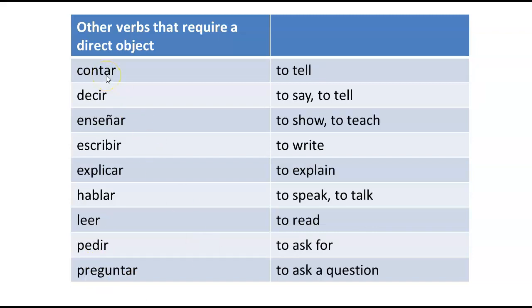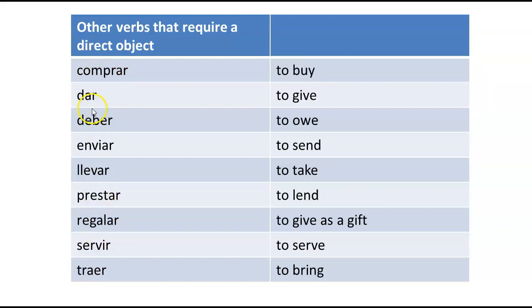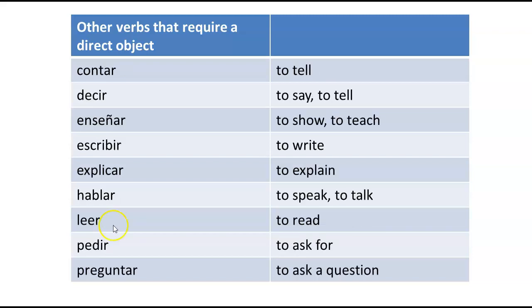Contar, these verbs here have to do more with communication. The previous verbs have to do with some type of an exchange. You're exchanging money or something else. It's going from one person to another. So these verbs have to do with communication. So you can tell something to someone, contar, and this is an O to UE stem changer.